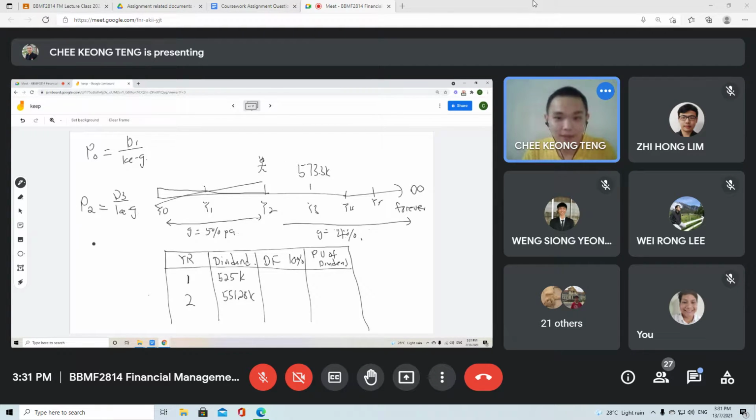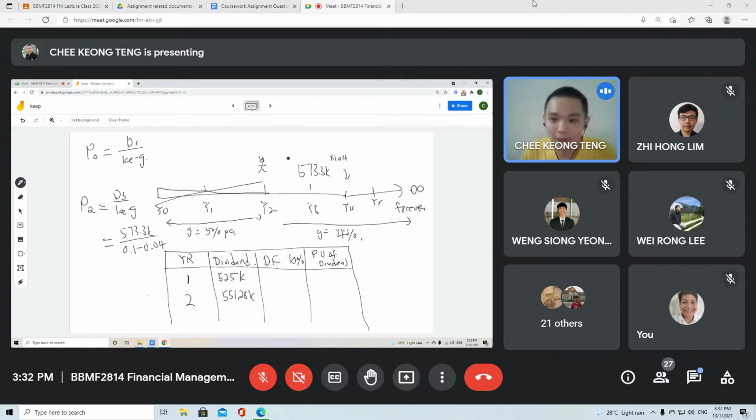Same thing. So P2 equals D3, which is 573.3K, divided by KE 0.1 minus 0.04. And we can apply this formula right now, because after year 2, the G is 4% until forever. Every year increases 4%. If you want to calculate, you use this one times 1.04, then you get this one, and this one times 1.04 until forever. But you cannot do that. So that's why we use this formula.